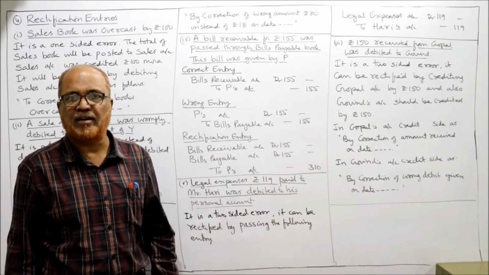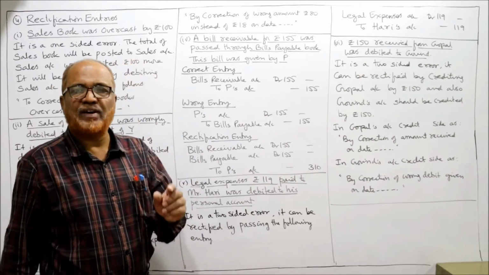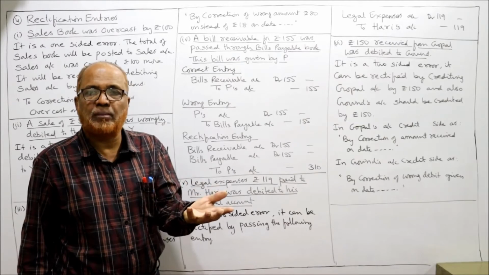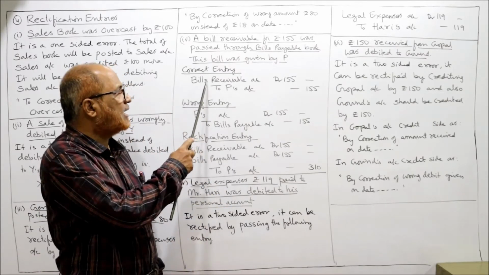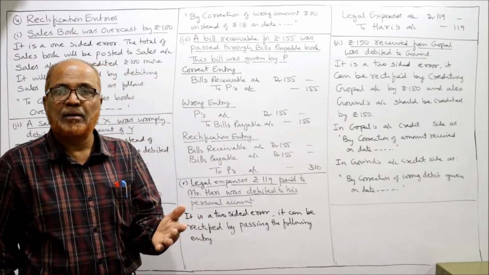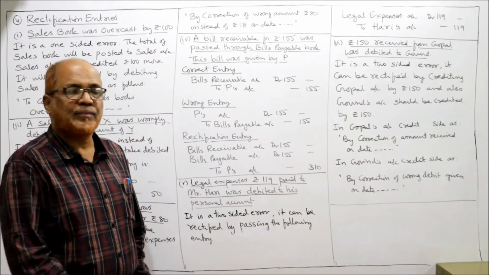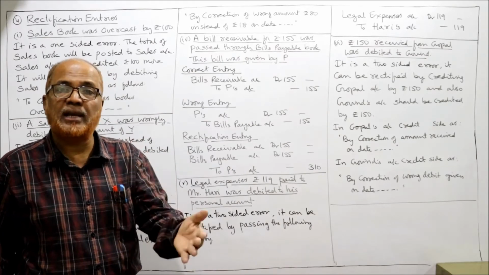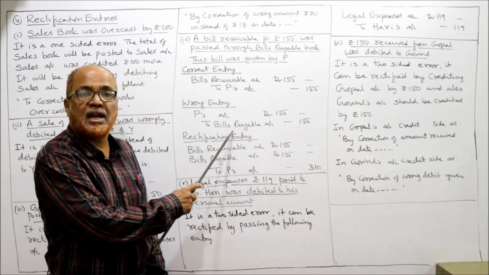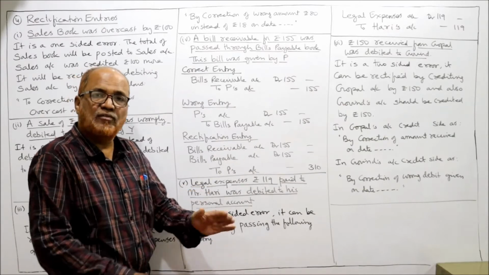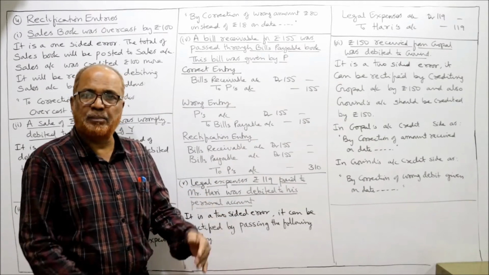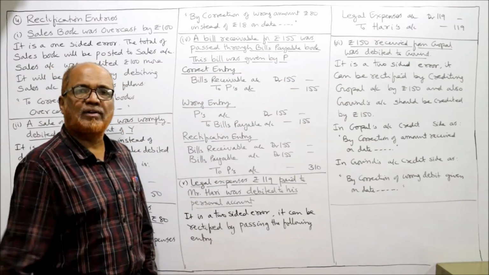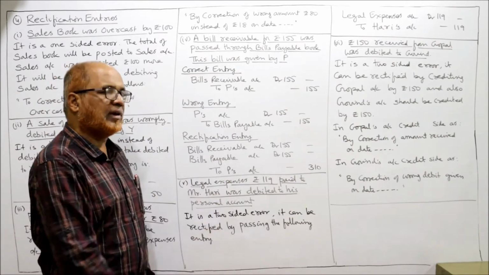Now rectifying entry. First of all, bills receivable should have been debited, but we have not debited. Here bills receivable, correct entry bills receivable should have been debited, but it is not debited. Now we debit bills receivable account. Bills payable account was wrongly credited. To cancel it, we have to debit. To cancel the bills payable account credited, now we have to debit it. The bills receivable account debtor 155, bills payable account 155.